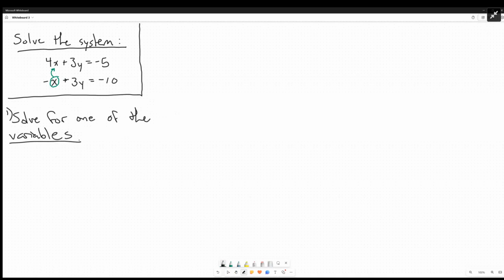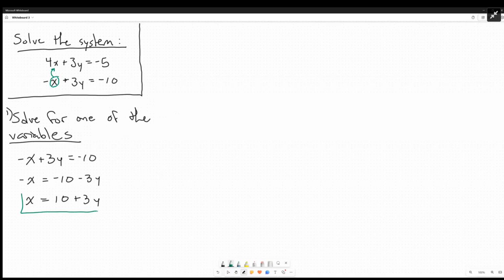So what that looks like is minus x plus 3y equals -10. That means if we subtract 3y to the other side, we get minus x equals -10 minus 3y. And then we want to get rid of the minus sign in front of x, so we'll multiply or divide by -1 and get x equals 10 plus 3y. Okay, so now we have an expression for x.